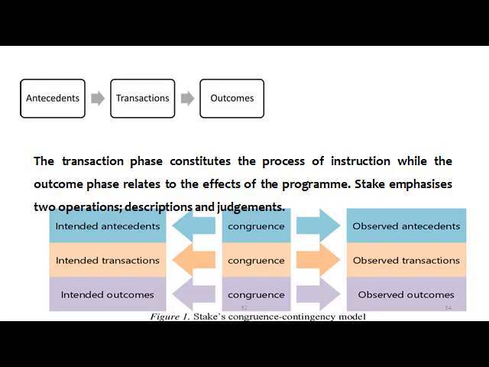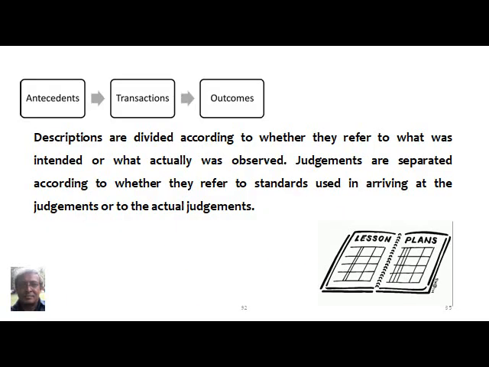Stake emphasizes 2 operations: descriptions and judgments. Descriptions are divided according to whether they refer to what was intended or what actually was observed. Judgments are separated according to whether they refer to standards used in arriving at the judgments or to the actual judgments.